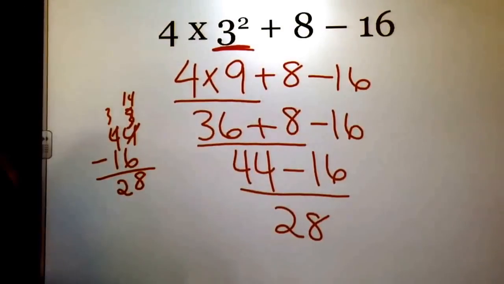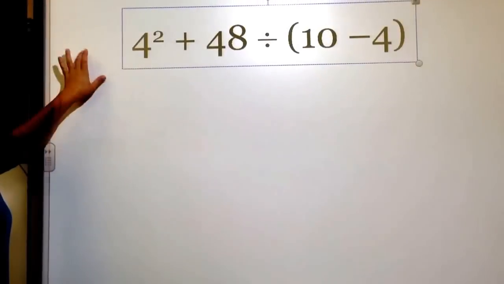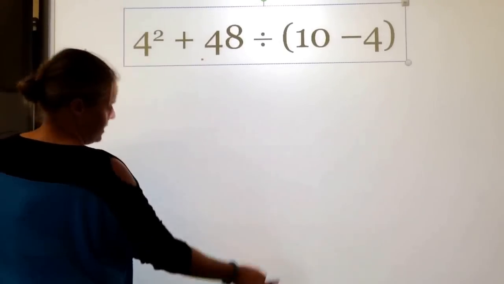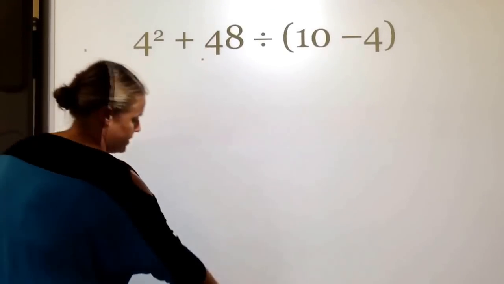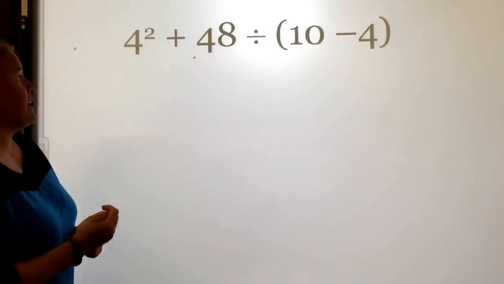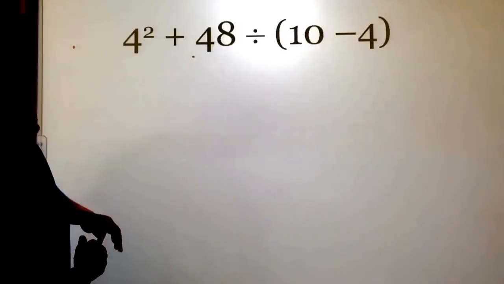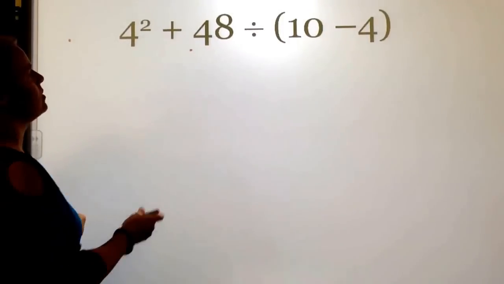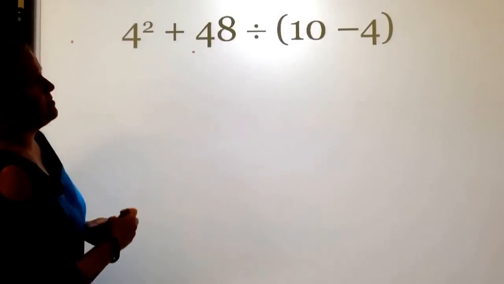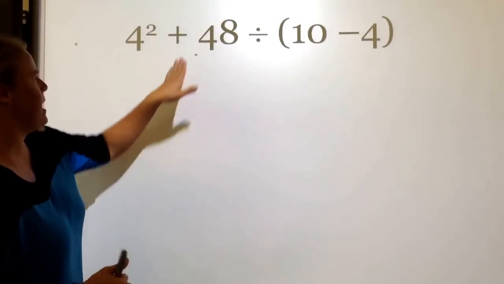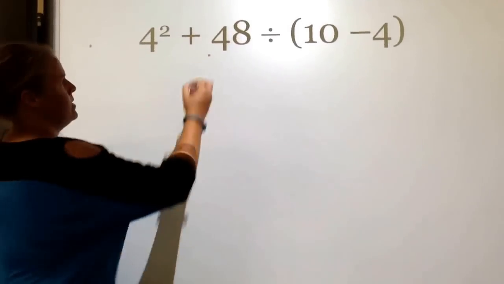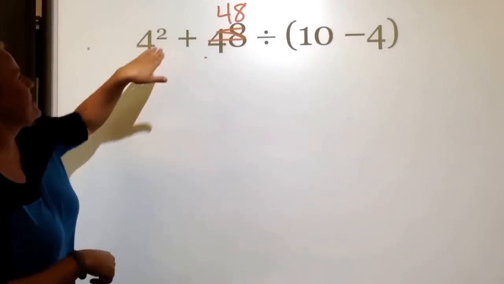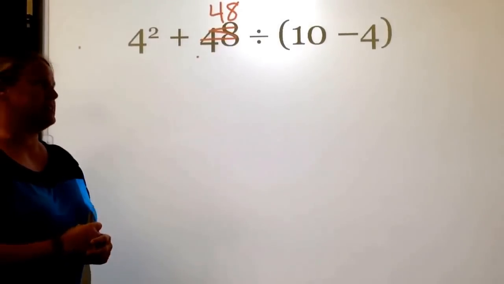So at this point, let's do one more together, and then I'll let you go off on your own. There we go. So this time we have 4 to the second power plus 48. Sorry. 4 to the second power plus 4 to the 8th power divided by 10 minus 4. Actually, I'm going to call that 48. 4 to the second power plus 48 divided by, in parentheses, 10 minus 4.